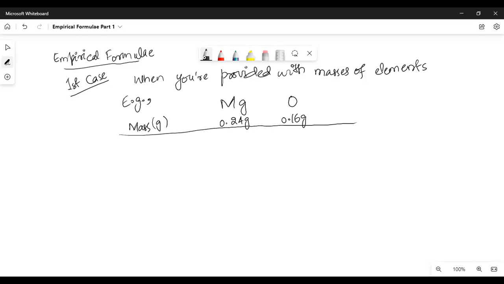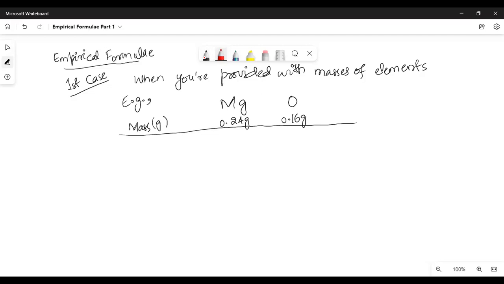Now we know that our compound is made up of magnesium and oxygen. In a specific experiment, when we were finding what the formula of this unknown substance could be, it turned out that the substance is made up of magnesium and oxygen, and the masses that came out as a result of that experiment were 0.24 grams for magnesium and 0.16 grams for oxygen. Now, what steps are we supposed to do?